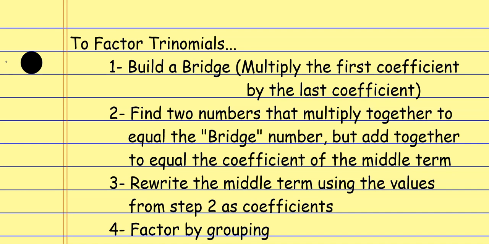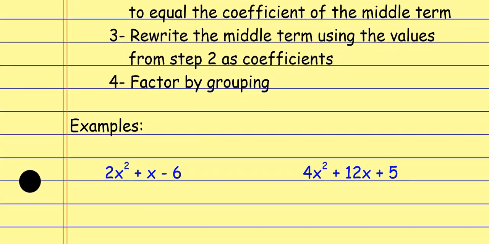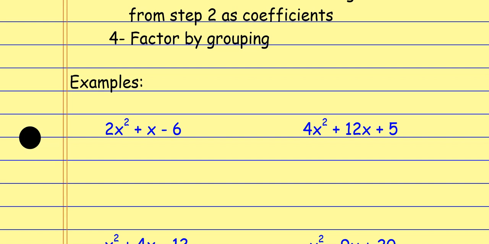Now I rewrite the middle term using those two values I just came up with, and then I factor by grouping. All right. And again, this is all review, so we're just kind of breezing through this. But here it is in practice. Remember, I build a bridge, so I do the 2 times the negative 6. And I have to include those signs as I build the bridge, so that's a negative 12. All right? So now I need two numbers that multiply to a negative 12, but add to the middle number, which is right here, it's a 1. Okay? And notice it's a positive 1, so I need two numbers that multiply to a negative 12, but add to a positive 1.